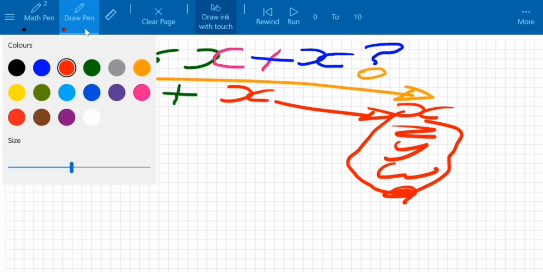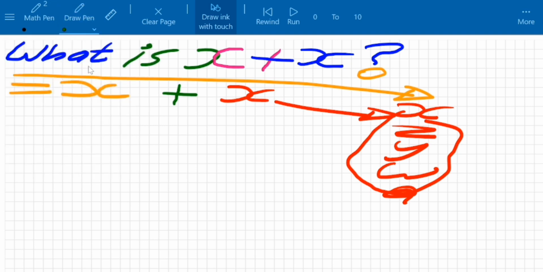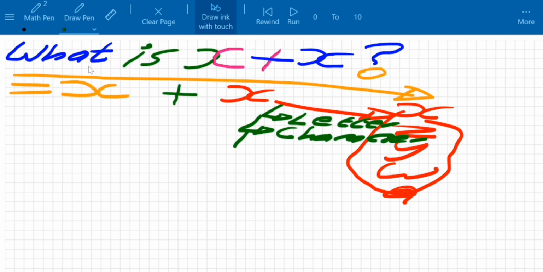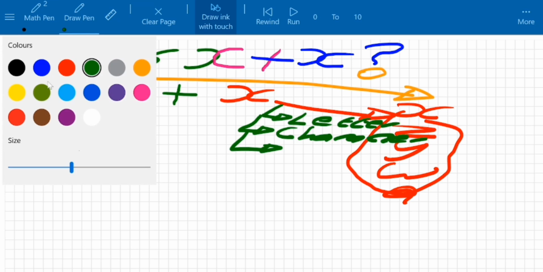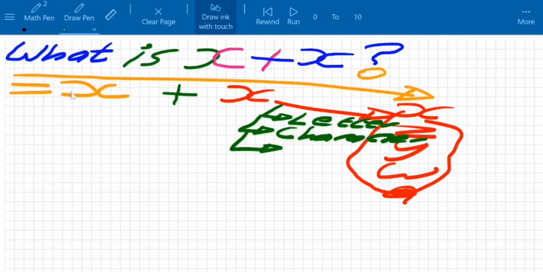These are letters. So we know that this is a letter. It can be y, z, w. It can also be called a character. But in maths, we call it a variable. A variable is a letter. It can be w, z, a, y. So we call it a variable.